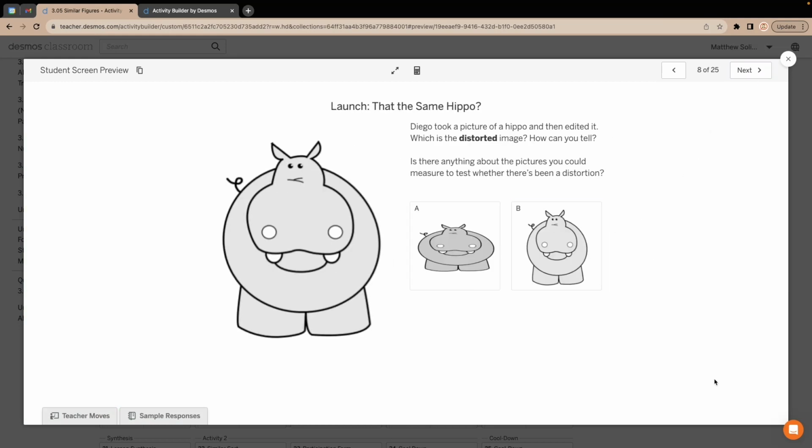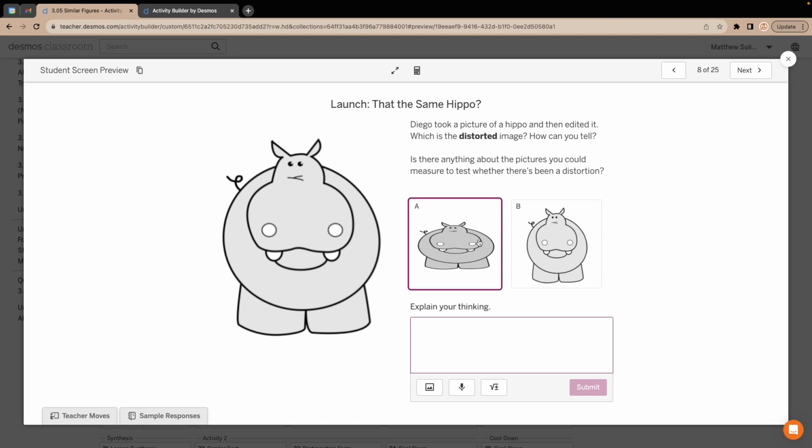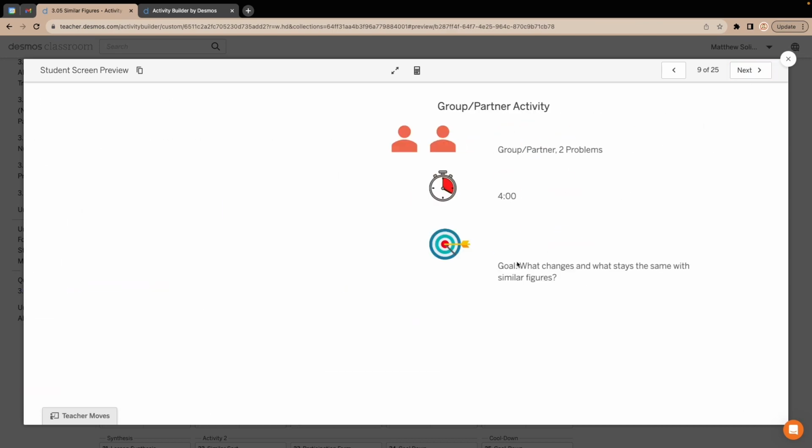So for similar figures, we start out by looking at this hippo. Which one is similar and which is distorted? This one doesn't look right. It's kind of squished, right? This one just looks smaller, but it looks the same. So this one's similar, just a smaller version, and it's the same picture. This one looks squished. It's not correct. So this one looks good.